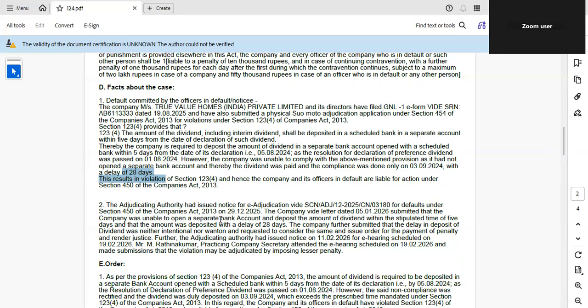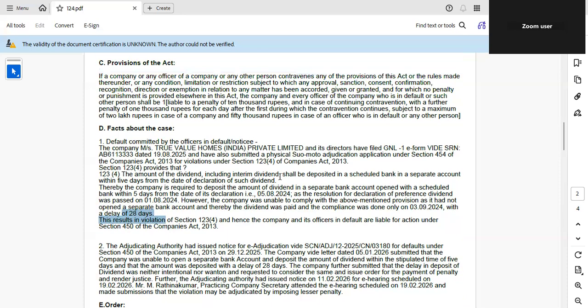Then proceedings before ROC. The company filed Form GNL-1 and then a physical suo motu adjudication application under Section 454. Then a show cause notice was issued by ROC on 29th December 2025 for violation of Section 450. Company reply: the company submitted that the delay was not intentional, the account could not be opened in time, and requested a lenient review. Then an e-hearing notice was given, with the hearing date 19th February 2026. Then the PCS appeared and requested a lesser penalty.